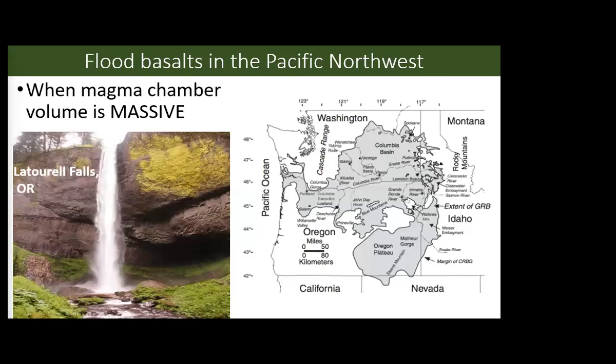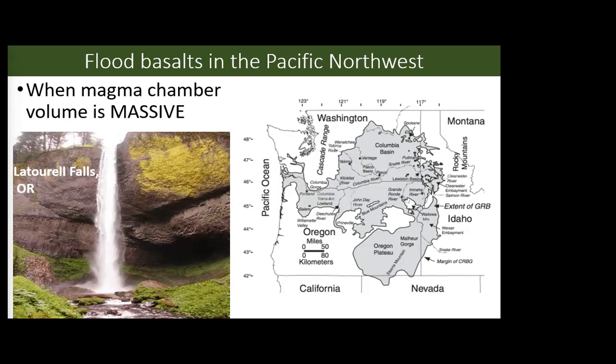So let's talk about flood basalts. Just like before, it's just like a shield volcano, but the magma chamber is huge. It has a huge capacity for that fresh magma to come up to the surface. And as you can imagine, way back when these were forming, and if you've seen these areas in the Columbia River Basin, it's pretty flat.